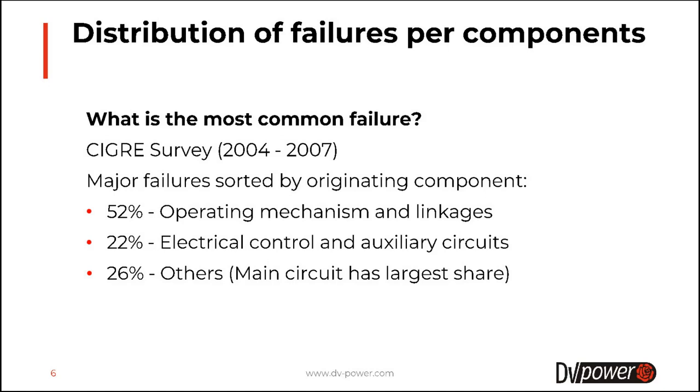In this slide, we can see distribution of failures per component of the circuit breaker. As can be seen, the largest share of the failures occurs in the operating mechanism and the mechanical linkages. To reveal these failures, motion and velocity measurement is mandatory in addition to the timing and coil current measurement. As you can see, this is according to a Cigré survey.